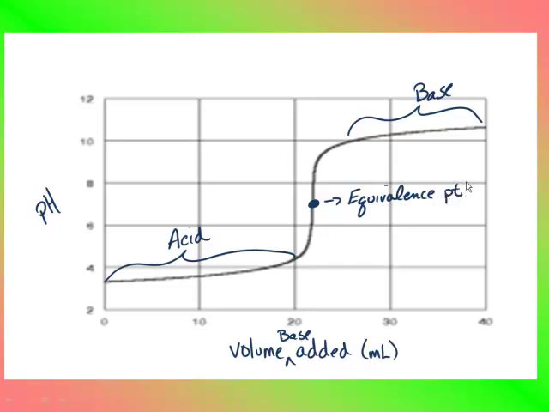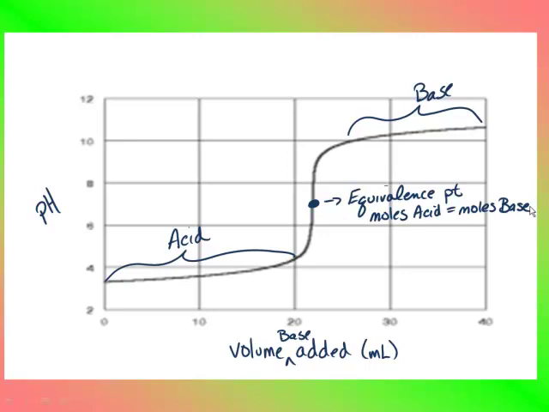Okay? The equivalence point is where the moles of your acid equal the moles of your base. Now that's not concentration. It's not where the molarity of acid equals the molarity of base. It means where the moles of the acid that I had in the beaker before the experiment are now equal to the amount of moles of base that I have added to the experiment. So they are exactly equal.